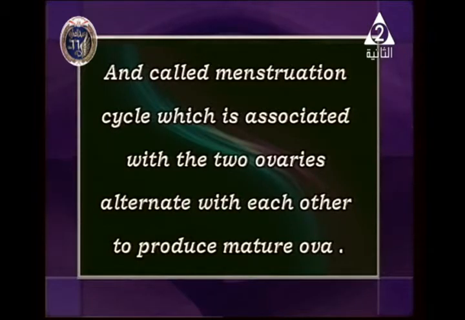And it is called the menstruation cycle or menstrual cycle, which is related to 2 ovaries alternating with each other to produce a mature ovum. What does alternation mean? I mean we have two ovaries. In this month, the first ovary produces the ripe ovum. In the second month, it will rest, and the other ovary will produce the second one. This means they alternate with each other to produce a mature ovum.